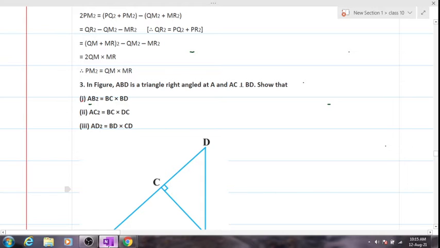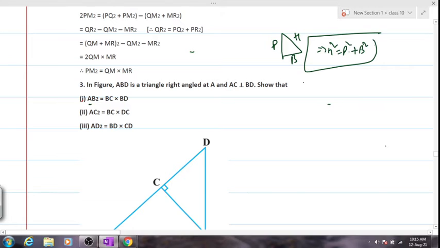So recapping the previous class, what did we do? Pythagoras theorem, right? For right angle triangles, H square will be equal to P square plus B square. Is it clear? This is what we have done in the previous class, the theorem that we have studied.